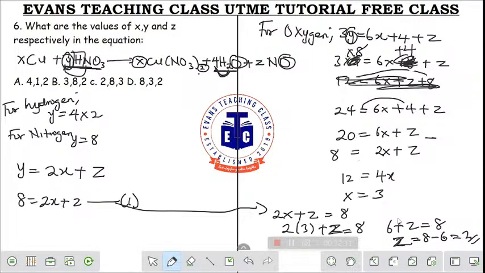So you can see now, this is how to do the question. So they now ask us to find x, y, and z. So our x is 3, our y is 8, our z is 2. 3, 8, 2. So that's our answer.